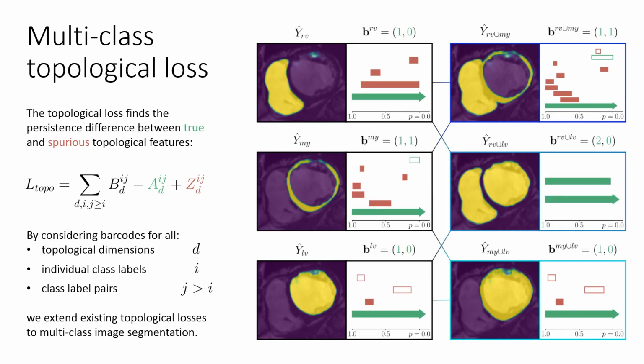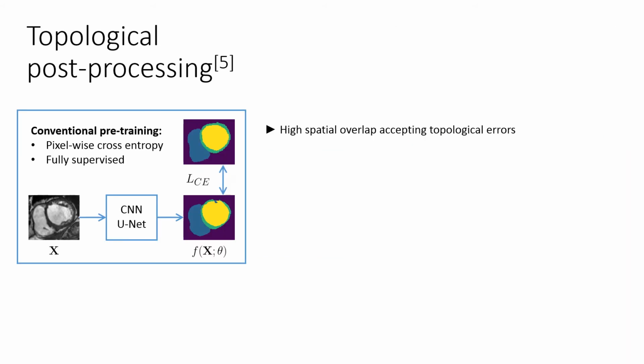To adapt this formulation for use in the context of multi-class segmentation, we consider barcodes extracted for all foreground classes and all pairs of foreground classes. In the equation, we make this clear by summing over classes I and J. In our work, we deploy this multi-class topological loss in a published CNN post-processing framework.